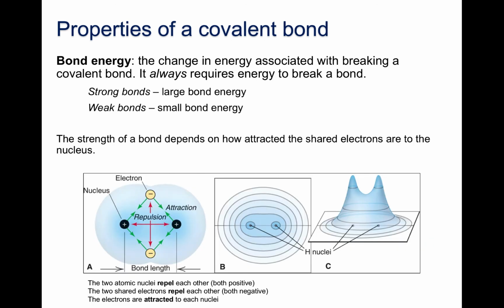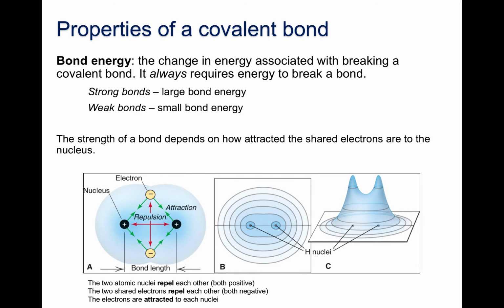Another property of a covalent bond is bond energy, and that's the energy associated with breaking a covalent bond. Remember, when atoms form bonds, that lowers the potential energy, meaning if you want to break those bonds, it's going to require energy. We can talk about the strength of a bond based on its bond energy. A large value for bond energy means it requires a lot of energy, and we would classify that as a strong bond. A small bond energy means it doesn't take that much energy, so we would call that a weak bond.